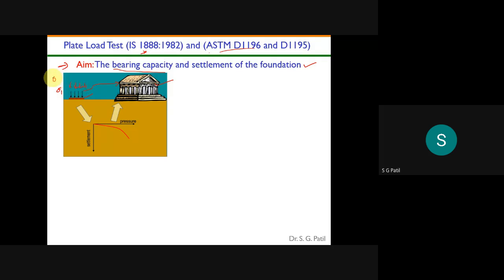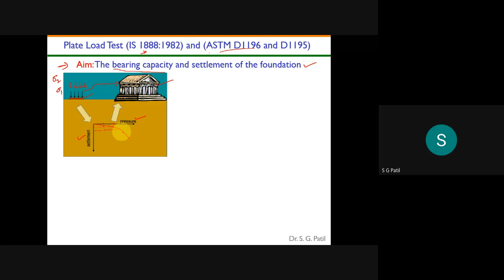That will be my sigma 2. Under that sigma 2, then again for 24 hours I will observe how much settlement is occurring. So for the sigma 1, at the end of the 24 hours I got some settlement, and for the next day for sigma 2 I got another settlement here. Like that, I will get a curve which is the applied pressure or stress versus the settlement of the plate.